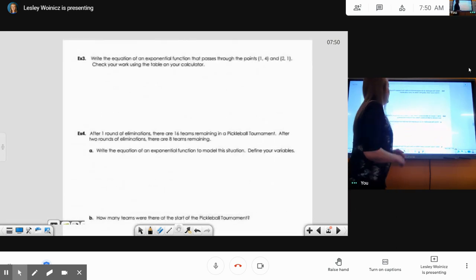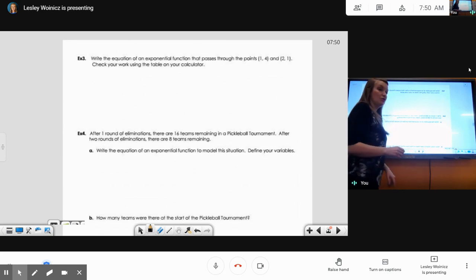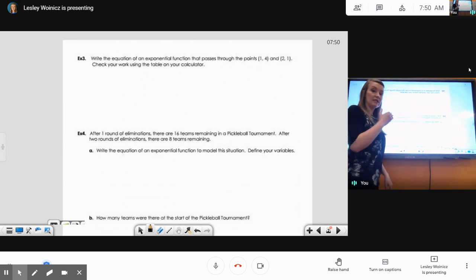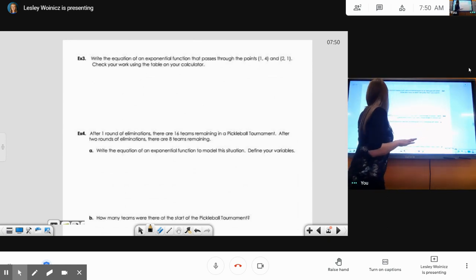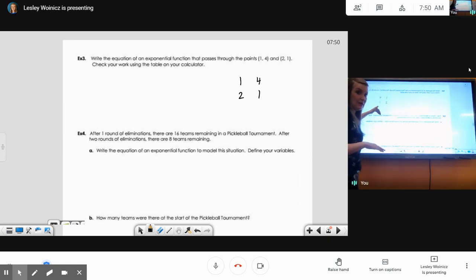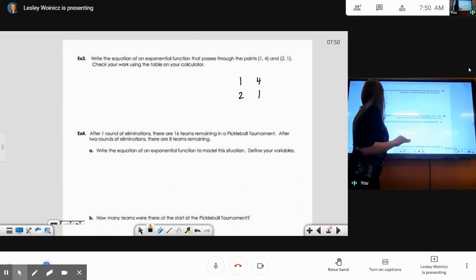We have to write the equation for an exponential function that passes through the points (1, 4) and (2, 1). So make sure you're writing them from least to greatest in the order of the x's. It's the x's that have to be in ascending order. We don't care what the y's are doing right now. So I'm going to put them in order: 1, 4, and then 2, 1. Notice that my 1, 2 is ascending. It's going up.